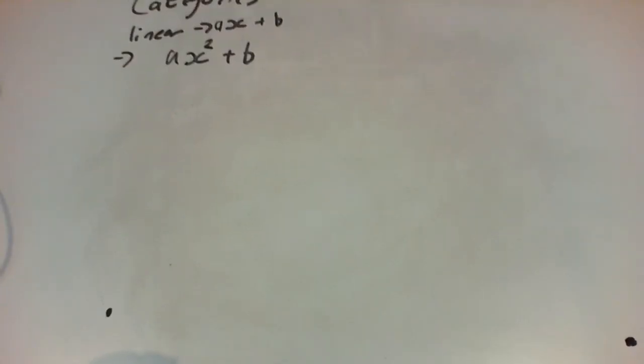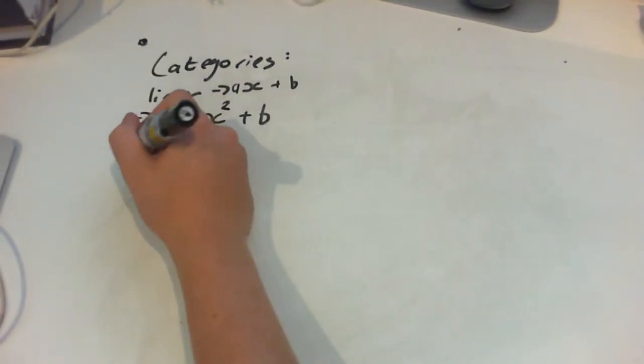So we've looked at x squareds now, and the next graph or next function we can look at is a function that's really hard to explain. It's this function.